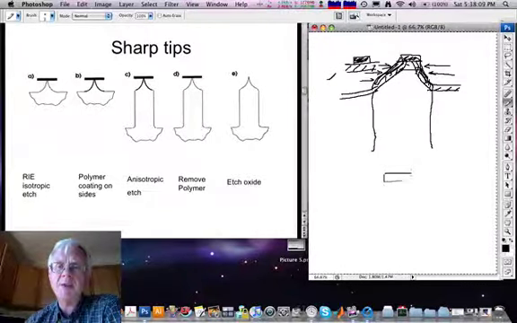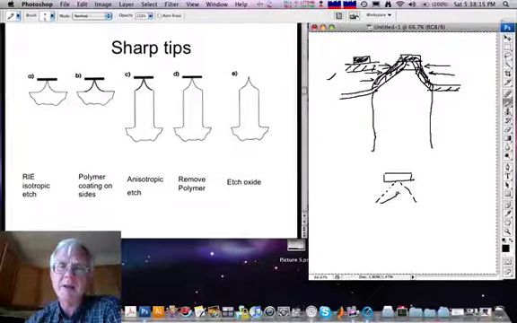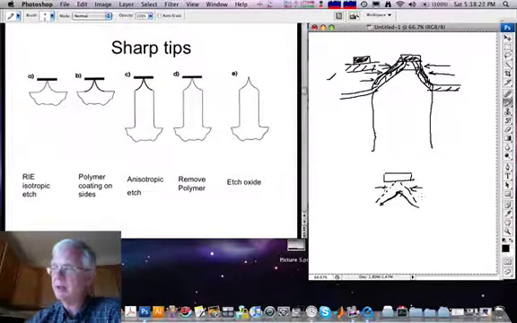Then finally the tip was sharpened and the mask removed, because the outside of the mask is oxide and the inside is silicon. By etching the oxide away with hydrofluoric acid, this causes the mask to fall away and then leaves behind a sharp silicon point.